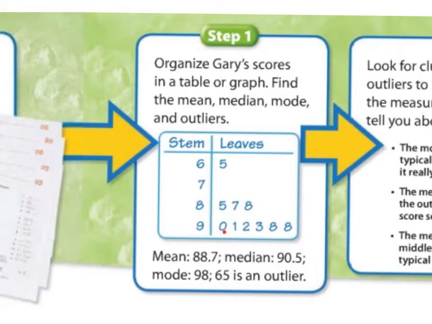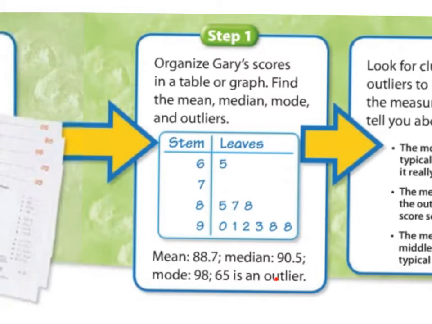So when we get this data, our mean is 88.7, our median is 90.5, and our mode is, just like here, 98. We see a score right here, 65. That's an outlier. How do I know that? Well, look at this big gap, 85 to 65. There's a gap of 20. Stem and leaf plots really easily show me outliers because there are gaps in this information. There's nothing in the 70 section, so I know that 65 is an outlier.